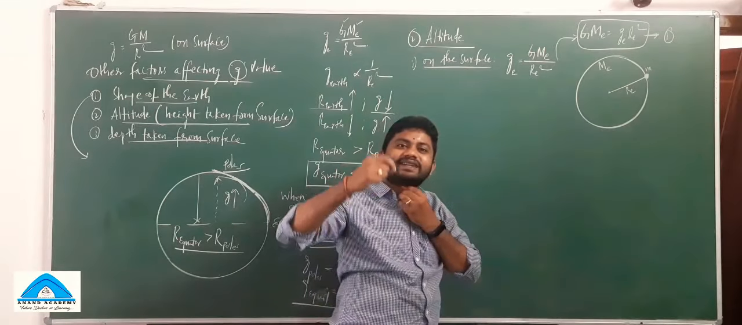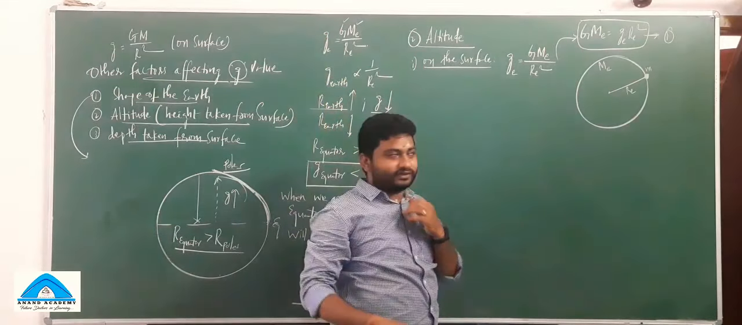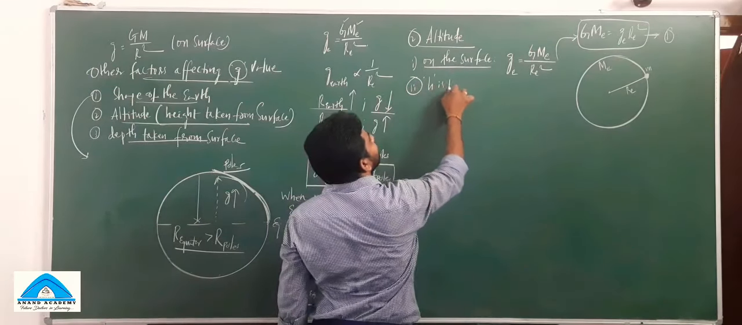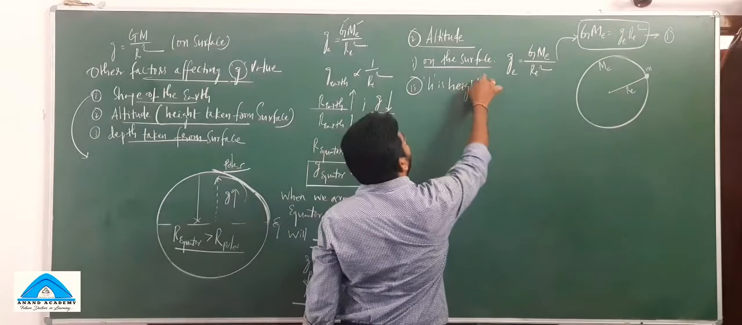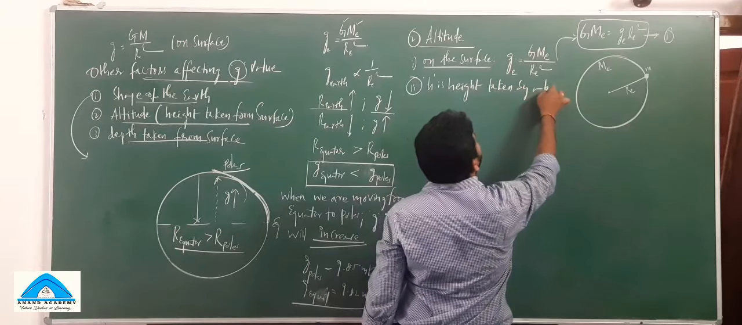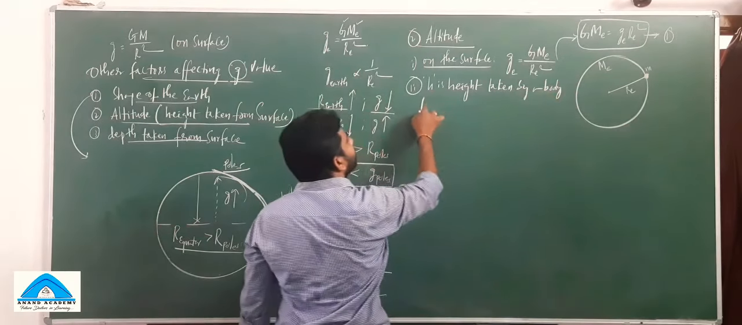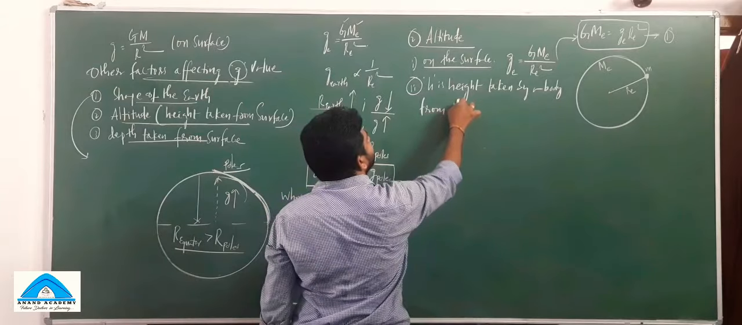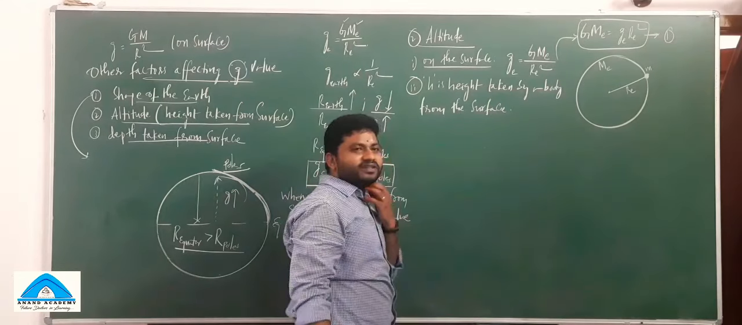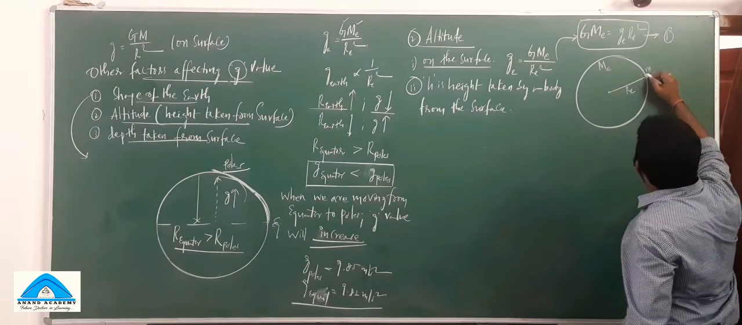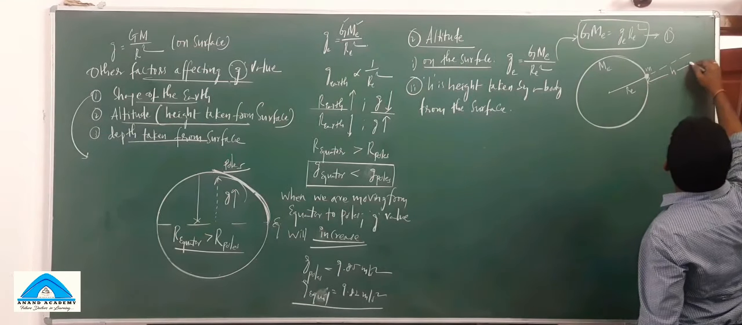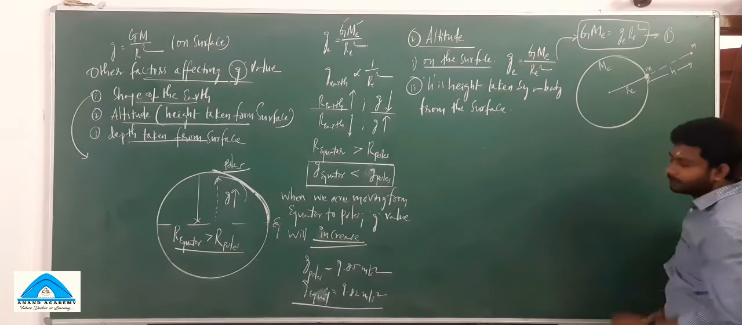Now the body is taken to some height. It's not on the surface of the earth. The second case, what happened? H is the height taken by the body from the surface. Second case, the same mass is taken to some height h. Carefully see, some height h. So this is the second case. Mass small m is kept.